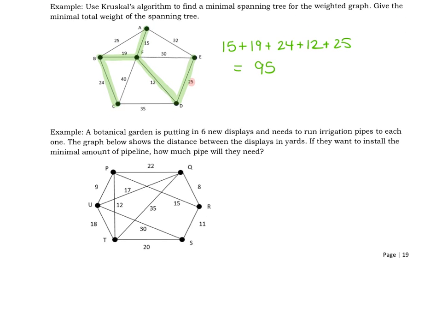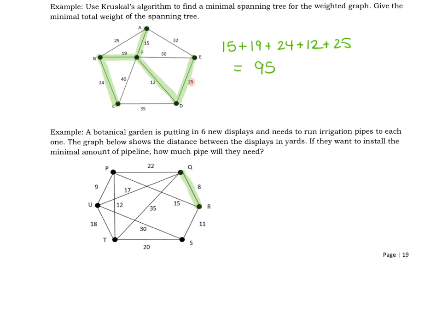Here we have a botanical garden. They're putting in some displays and they need to irrigate. They need to run irrigation pipes, and it shows the distance in between the displays in yards. And so they want to do the minimal amount of pipeline because obviously that would cost the least amount of money. So how much pipe are they going to need? So again, we start by highlighting the edge with the smallest weight. That is the edge from Q to R with weight 8.